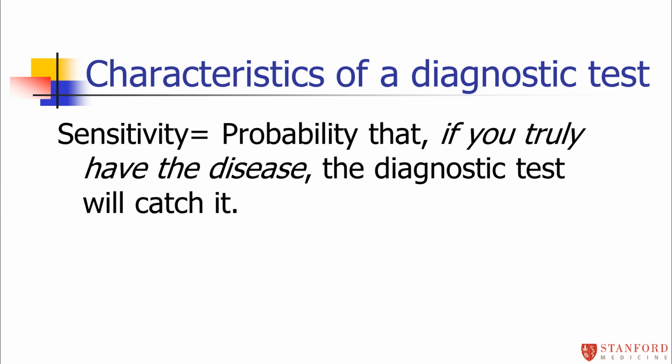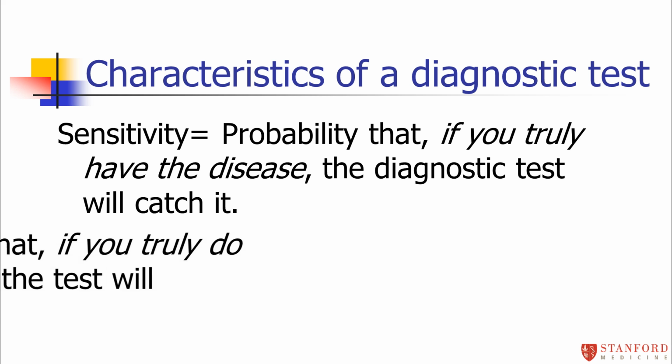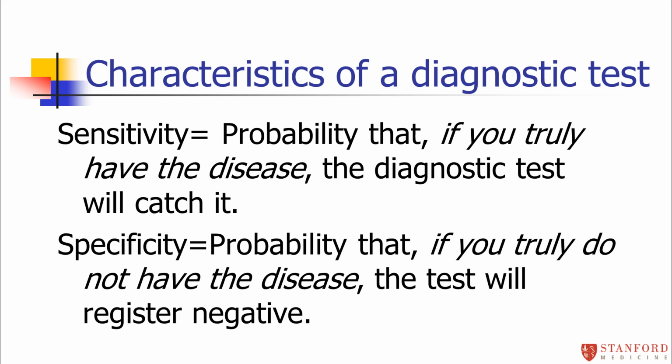First of all, the sensitivity is the probability that if you truly have the disease, the diagnostic test is going to catch it. How sensitive is the test? Specificity is the probability that if you don't have the disease, the test is going to accurately register as a negative. You want both of those to be good.